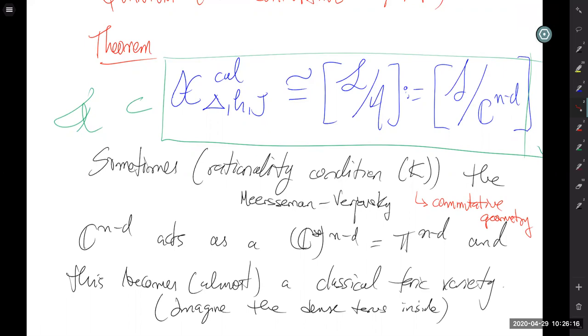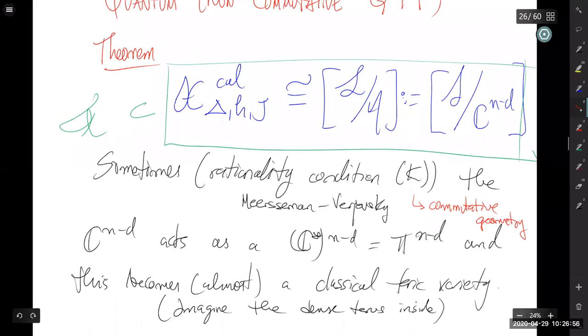In any case, there is this rationality condition discovered by Meersseman and Verjovsky that, in the language of that paper is K, then you recover exactly classical toric varieties. But when you lose the rationality condition, then you get, well, the calibrated quantum toric varieties. You get the calibrated quantum toric varieties. So this is geometric invariant theory in the non-commutative quantum case.